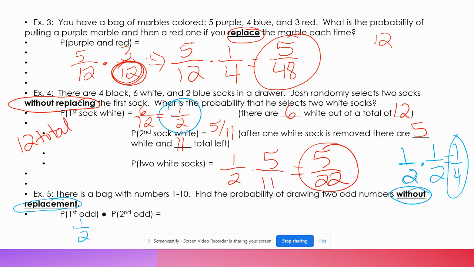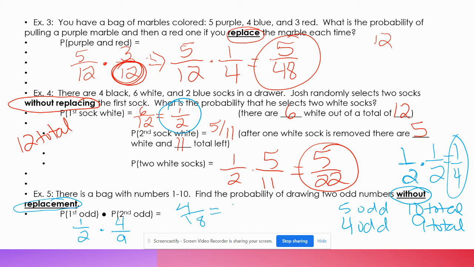If we do draw an odd number, let's say it's 3, and we keep it in our hand, then rather than 5 odd numbers out of 10 total, we would now have only 4 odd numbers out of 9 total left in the bag. So because it's without replacement, we're not putting that number we just picked back in. So we have 4 9ths for that second draw. So 1 times 4 is 4. 2 times 9 is 18. And I'm going to reduce that by a factor of 2 to 2 9ths. So 2 9ths would be our probability.